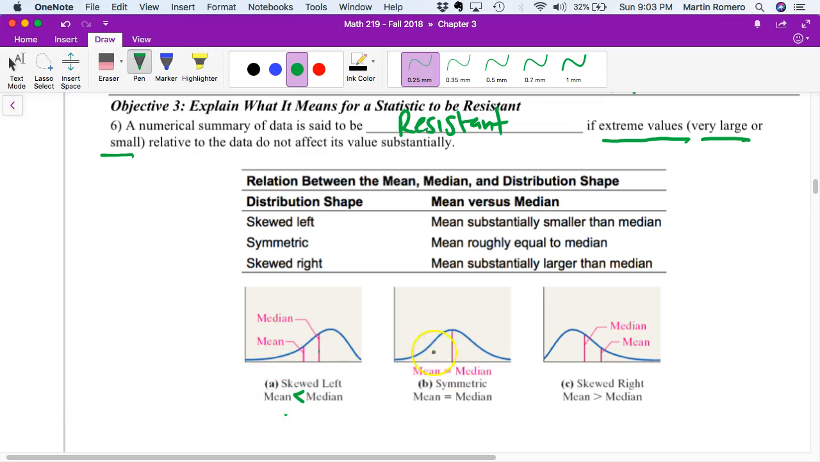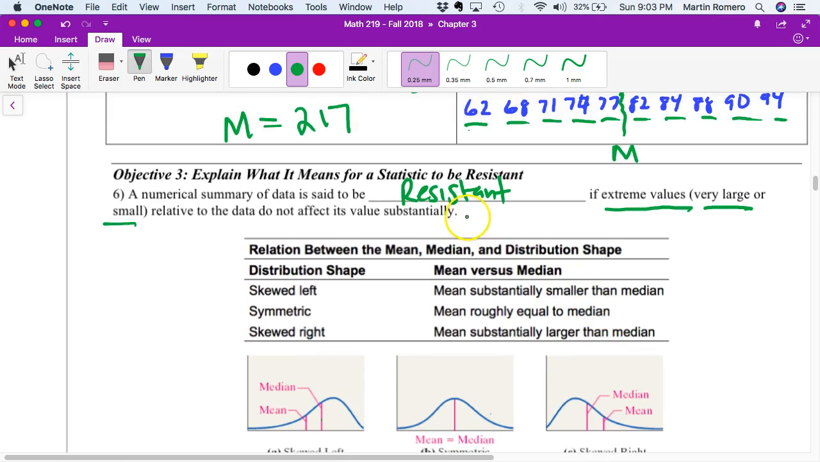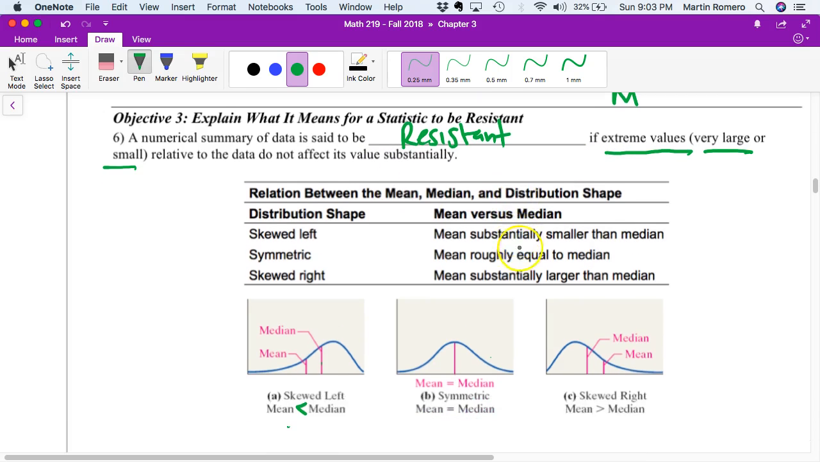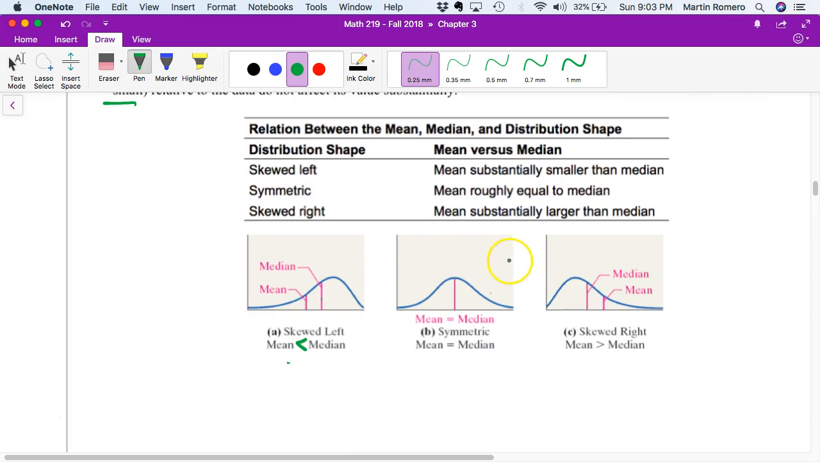If the distribution of the data is symmetric, the way it is here, when you get that normal curve or the bell shape, the mean and median are going to be about equal to each other. If you get data that's skewed to the right, the median is again towards the middle of the values, and the mean is now greater than the median. So what we say is it's resistant to extreme values if it does not affect its value substantially. What we know is the median is resistant.